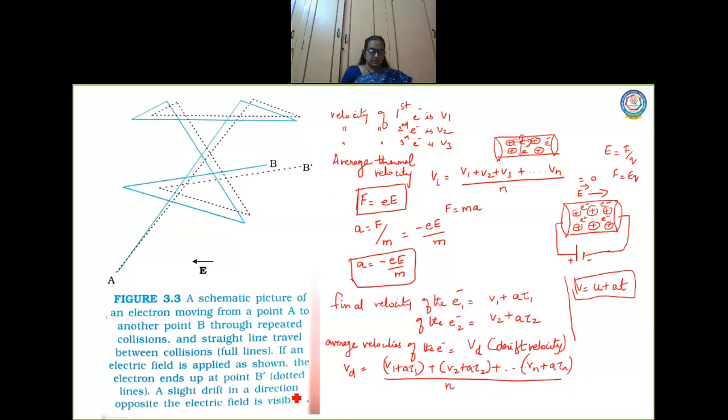So for this vd, I will come to a conclusion where vd will be proportional to a tau, because when I add all these v1, v2, up to vn, this will become 0. I will end up stating that vd is proportional to a into tau, which means a is nothing but minus eE by m into tau, where I see that the drift velocity is proportional to the electric field. I will tell you about this tau, this drift velocity, etc.